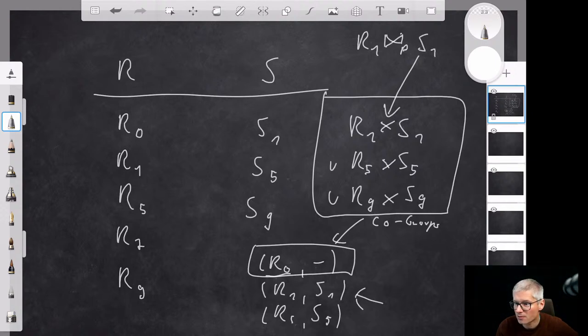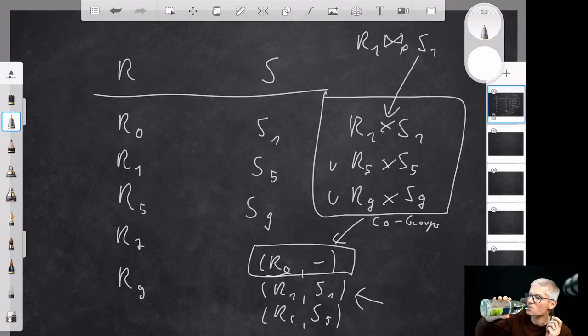Why didn't I do that? Why did I write cross product? And what is the difference? Now some people are writing. Because the join predicate is already fulfilled. Yeah, that goes in the right direction.